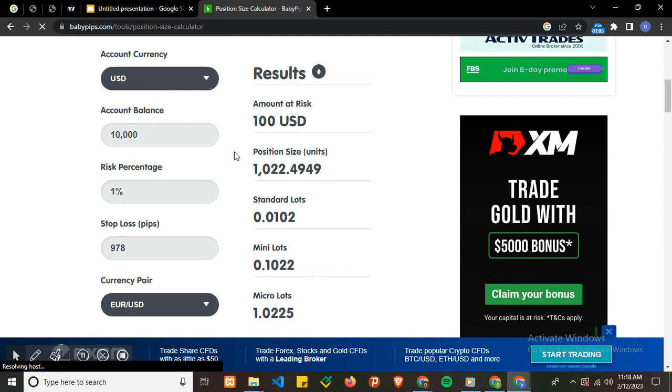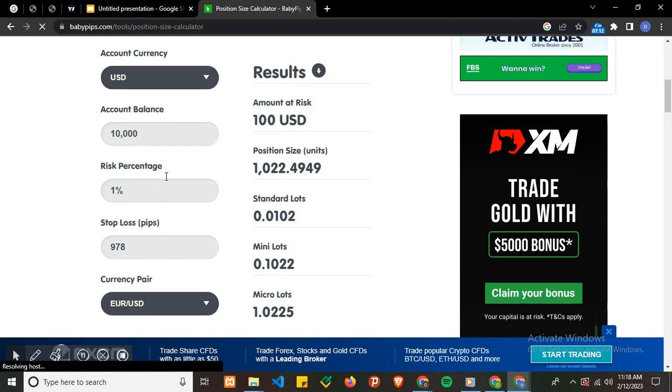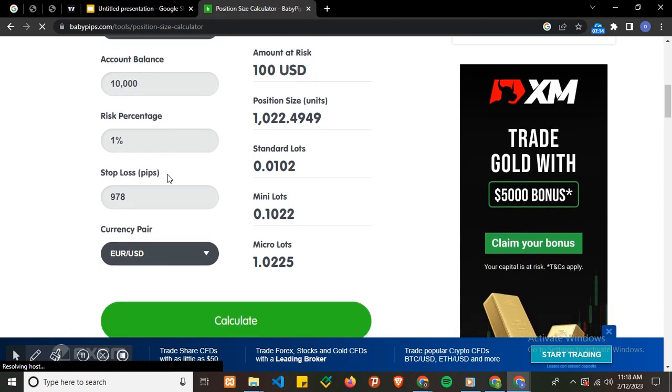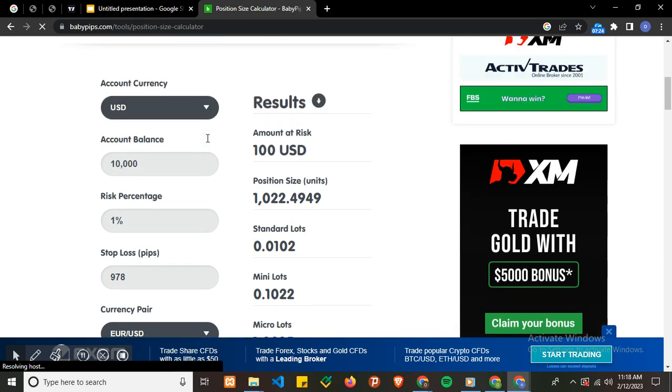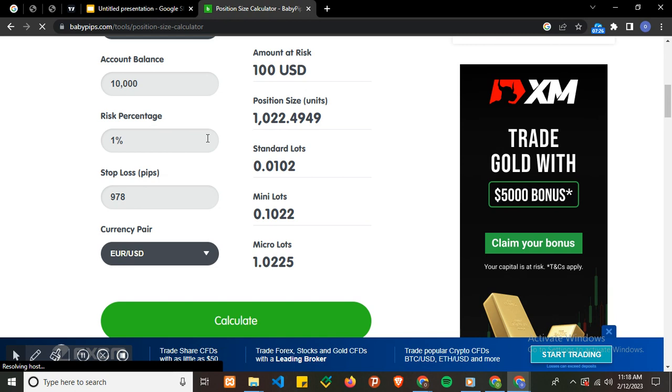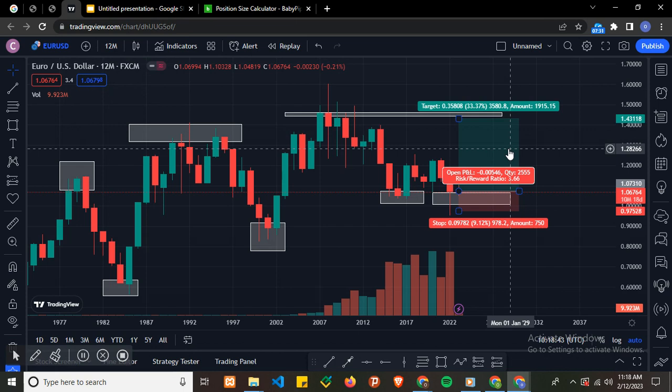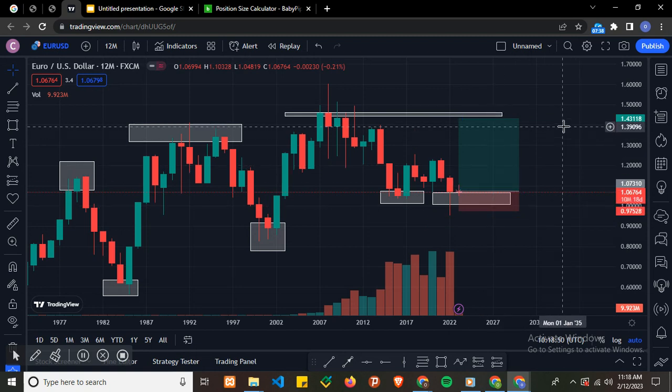If you are trading with a $10,000 account, I think you should be able to enter this trade. The lot size will be 0.01, and the amount at risk is just $100, that's 1% of your account. And you'll be making a profit of $350.